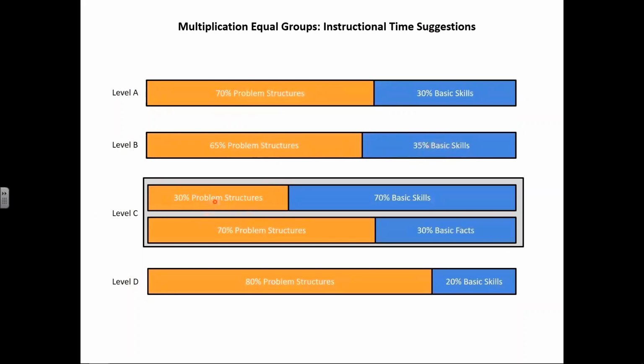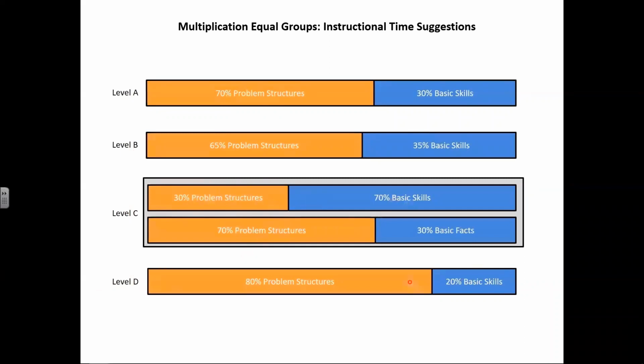Now remember, level C is tricky. Are they a level C because they don't understand the structure, but they have their facts? Or are they level C because they don't have their facts, but they do have the structure? Level C kids are very close to level D. Most of the time it's just because they don't have the facts in place. But sometimes level C kids will have the facts in place, but they're just not connecting it to the problem. So level C is not confusing, you just have to know: are you going to be focusing more on structures or more on basic skills? And their data will make that decision for you.